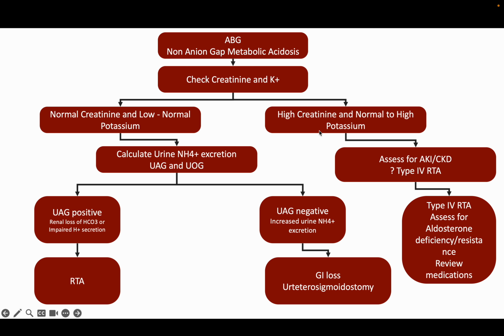If high creatinine is already there with high to normal potassium, only think about AKI or CKD or type 4 RTA. In AKI and CKD, significantly decreased GFR is there, but in the case of type 4 RTA, mildly reduced GFR with hyperkalemia and mild acidosis will be there. So in type 4 RTA, you check for aldosterone synthesis defect, any action defect, any drugs that can cause it, or any channel defects at the distal tubular level.